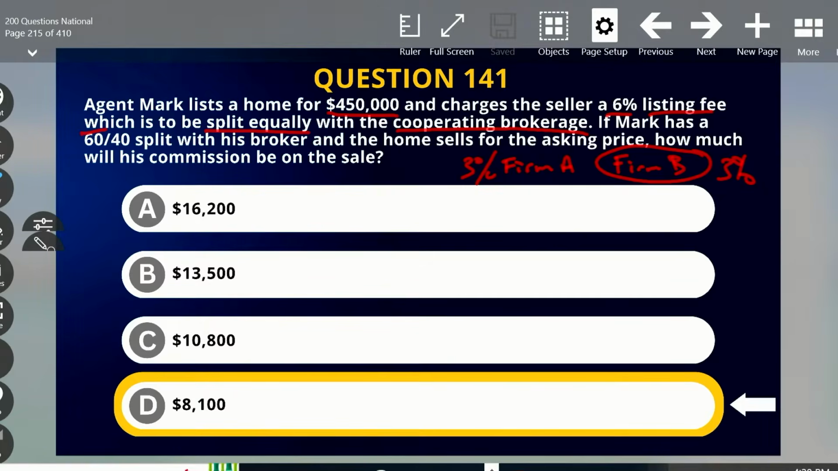Then we have to go and say, well, Mark's split happens to be a 60-40 split with his broker. So in this particular instance, Mark is going to be getting 60% of the commission and the brokerage firm takes 40%. So we're really just now looking at firm A, the firm that Mark is affiliated with, and what's left over with the 3%. And when you do the mathematics, you get $8,100.